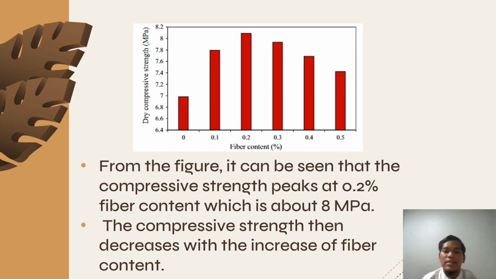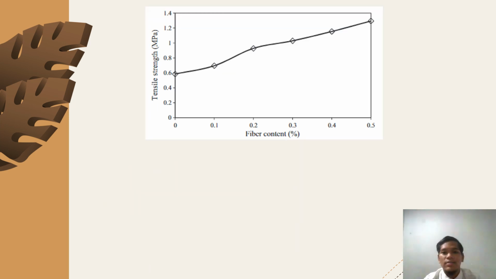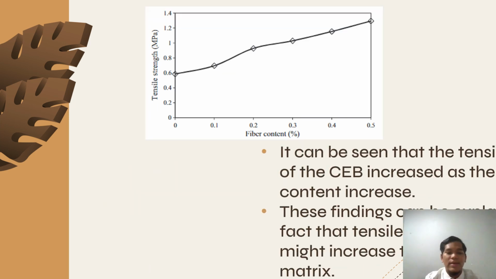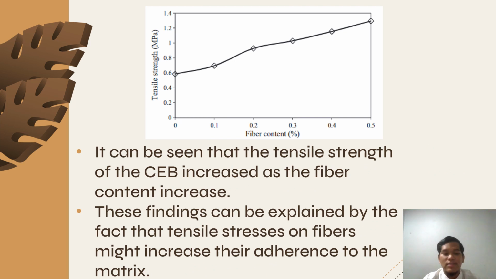The figure shows compressive strength of compressed earth block, CEB, with fibers at different percentages. From the figure, it can be seen that the compressive strength peaks at 0.2% fiber content, which is about 8 MPa. The compressive strength then decreases with the increase of fiber content. This figure then shows how changing the fiber content affects the tensile strength of CEB. It can be seen that the tensile strength of the CEB increased as the fiber content increased. This finding can be explained by the fact that tensile stresses on fibers may increase their adherence to the matrix.